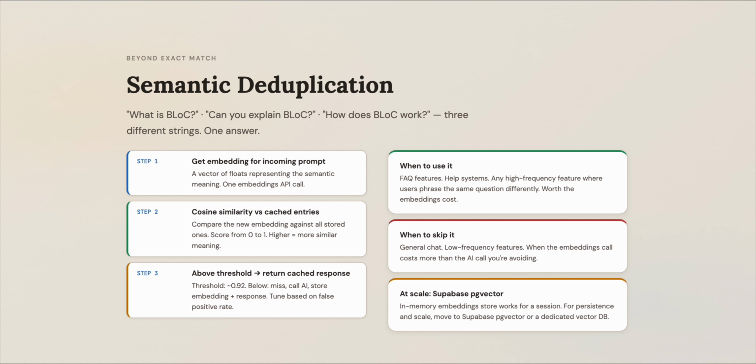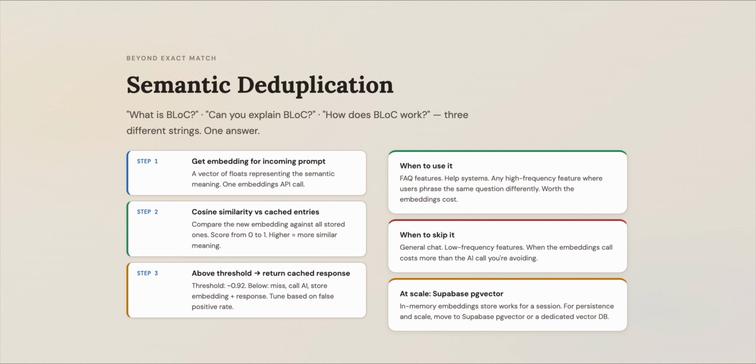Now, exact match caching with normalization catches a lot, but it misses semantically equivalent questions that are phrased differently. What is BLoC and can you explain BLoC to me and how does BLoC work are three different strings.